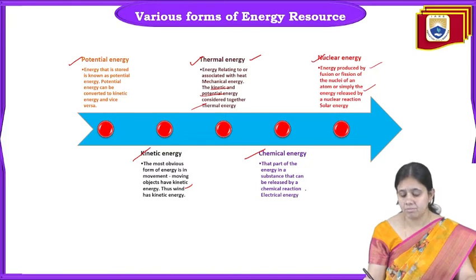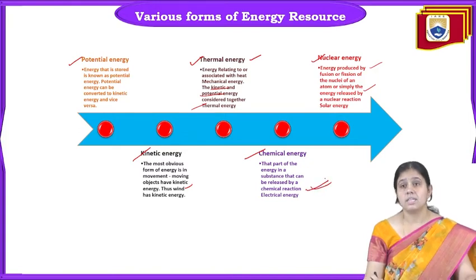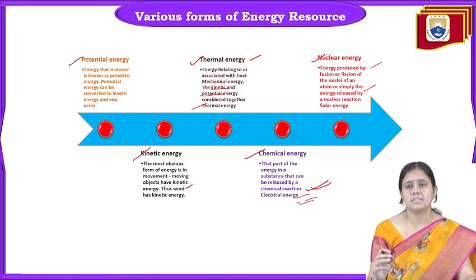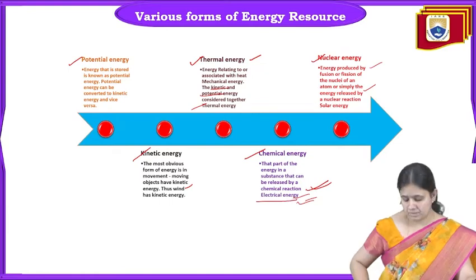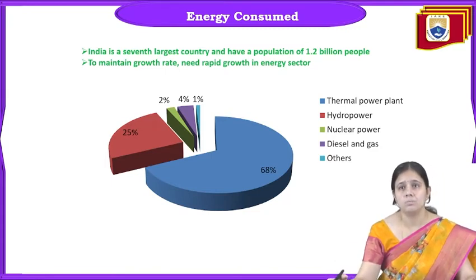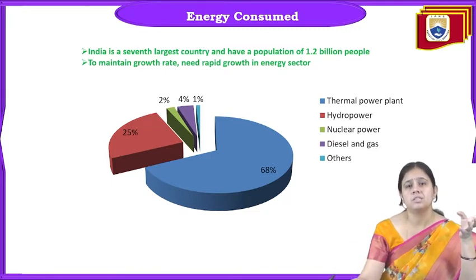Now we come to the next form of energy, chemical energy. It is the energy in a substance that can be released by a chemical reaction. Energy that is released by a chemical substance is called chemical energy, and it also comes under the category of electrical energy. Now, energy consumed in India: in this slide we are going to discuss how much percentage of energy is used in different sectors.